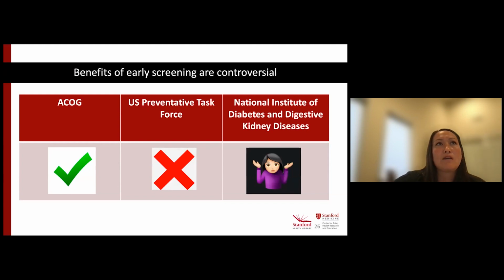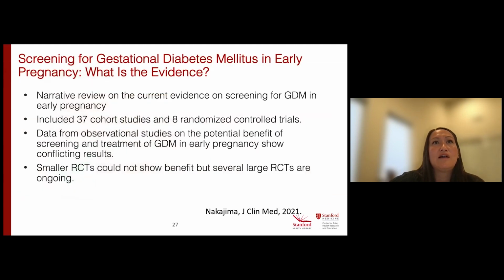And so this is a narrative review that looked at the current evidence of early screening in gestational diabetes, and it was done by Nakajima. It included 37 cohort studies and 8 randomized controlled trials. Data from observational studies showed that the potential benefit of screening and treatment in early pregnancy had conflicting results. And smaller RCTs couldn't show benefits, but there are several large RCTs ongoing.